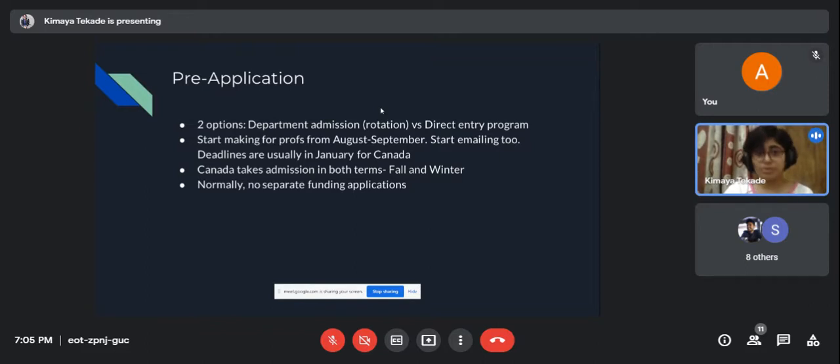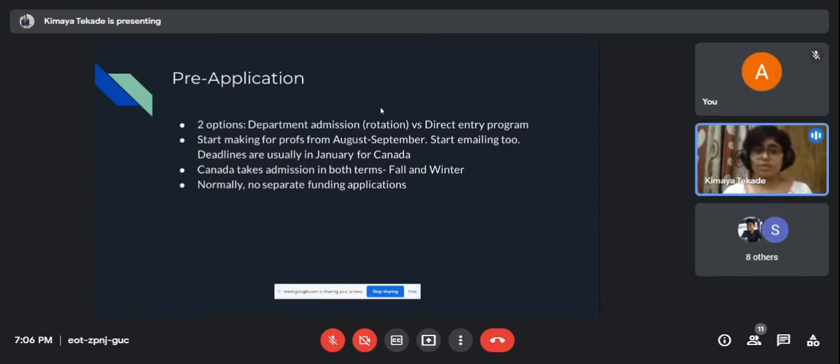What you can do is start making a list of profs. You can start making an Excel sheet or something of the profs you are interested in, with several columns like the university name and all that. From August, September itself, you can start looking for profs and you can start emailing them too. And I think emailing is the most important thing.